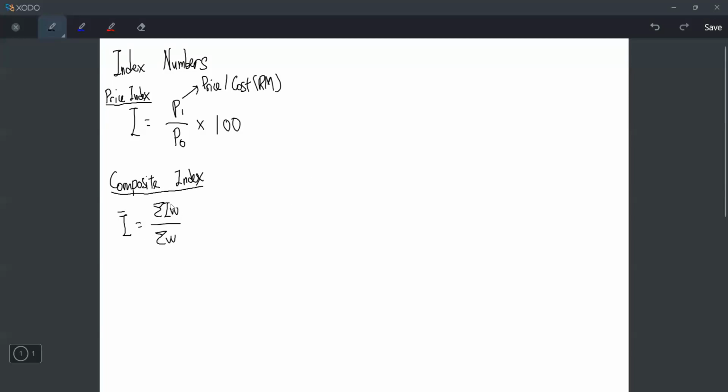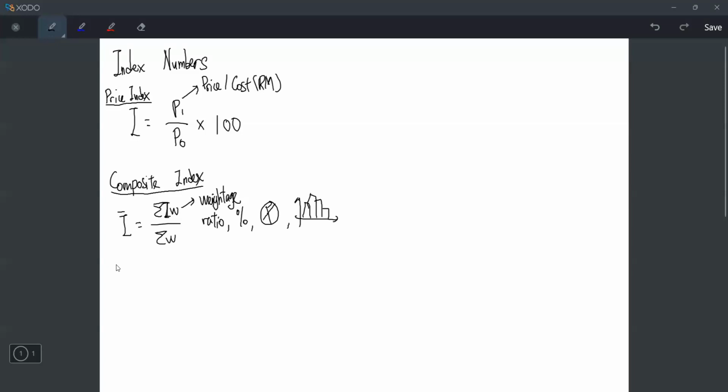All right. So the I here is the price index, and the W here is for the weightage. Okay. And weightage usually they will give you in ratio. Sometimes they will give you in percentage, right? Sometimes even a pie chart, and sometimes even a bar chart. So when you see these things, it's weightage.